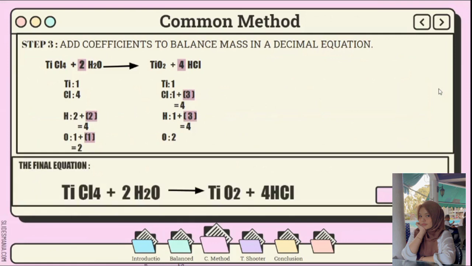So lastly, oxygen, we just have to balance it by adding 1 more atom on the reactant side. So now oxygen is balanced. The final equation that we have is titanium chloride plus 2H2O goes to titanium oxide plus 4HCl.